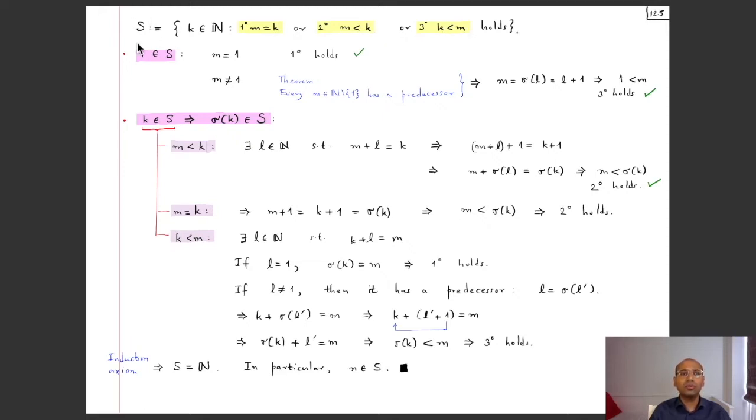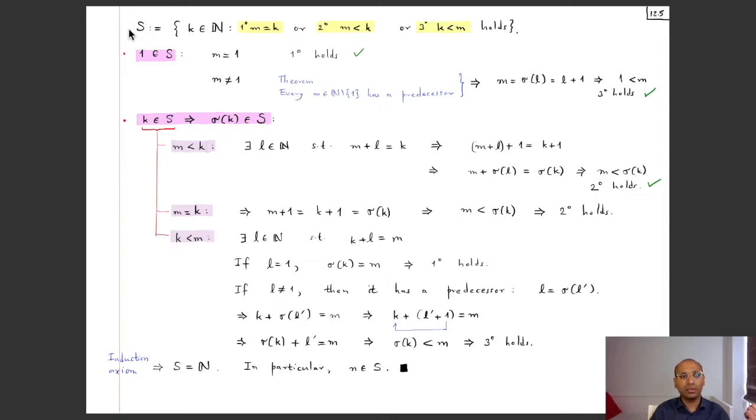To do this, we will consider the following set S, which is the set of all natural numbers k such that either m is equal to k, or m is less than k, or k is less than m holds. Now, if we manage to show that this S is the whole set of natural numbers, then the given n, being a natural number, will belong to this S, and so for that n, either m is equal to n, or m is less than n, or n is less than m holds.